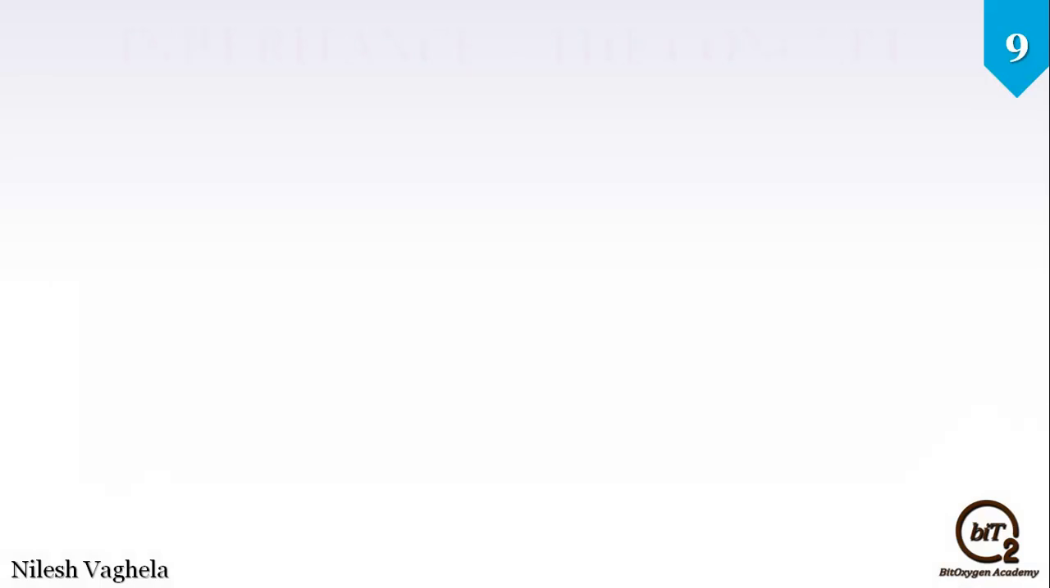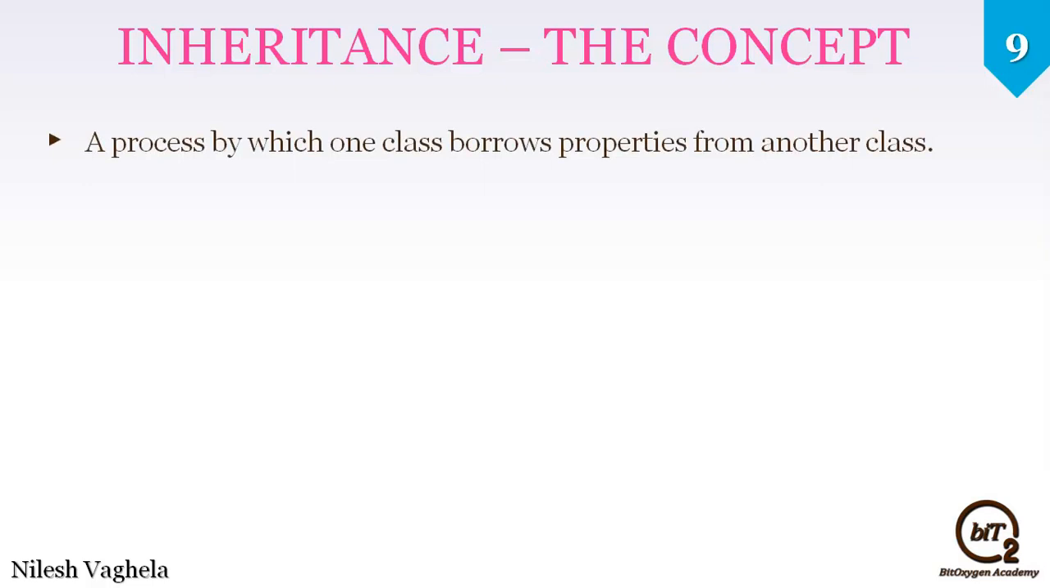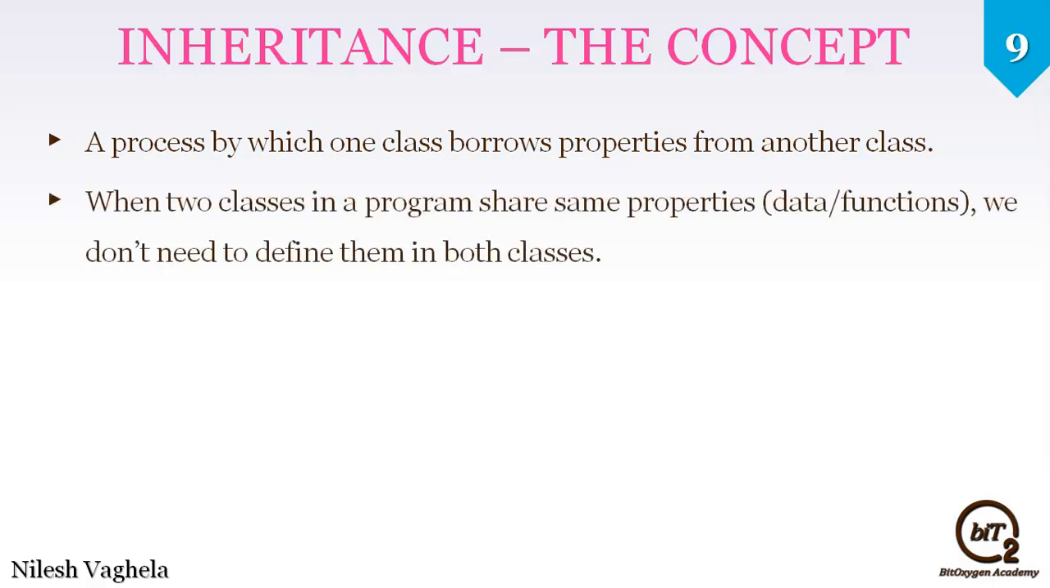Now we will see the concept and definition. If we want to define inheritance, it can be defined as a process by which one class will borrow properties from another class. This can be done where some of the classes are having common properties. These properties are also known as data and functions. We don't need to define them in both the classes.